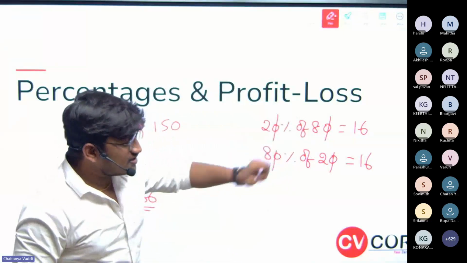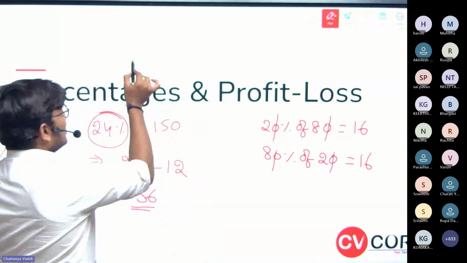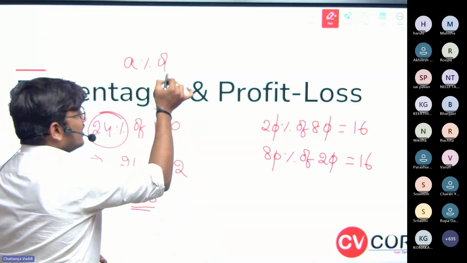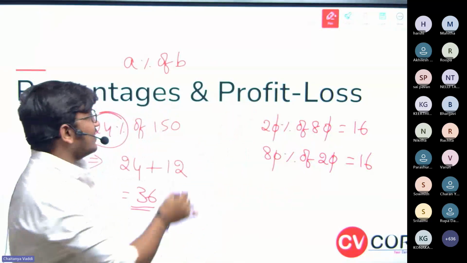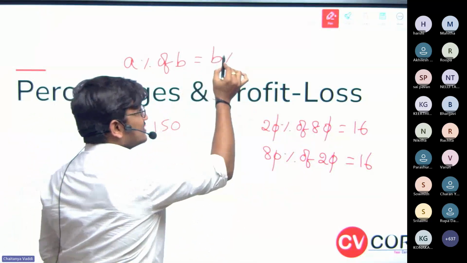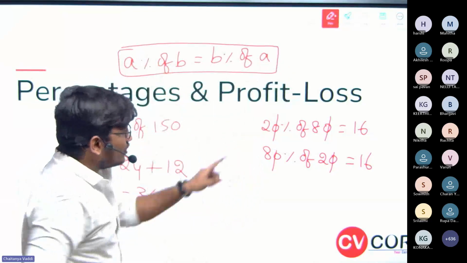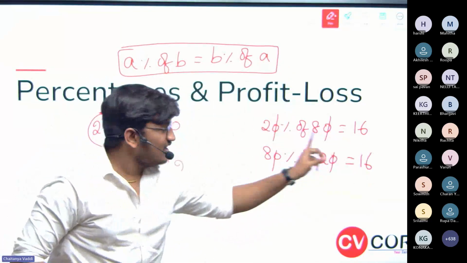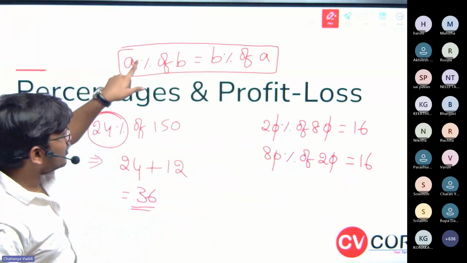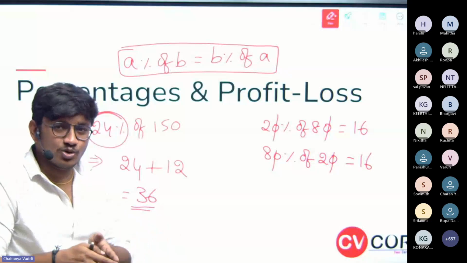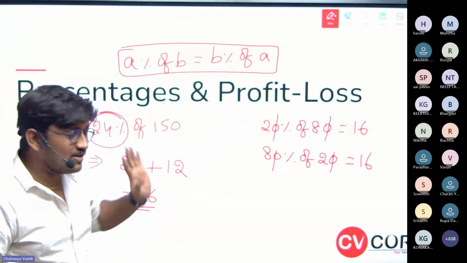Now, if you observe these two questions, I can frame one particular relation or shortcut. If any question is in the form of a percentage of b, and I'm not comfortable with that question, I can also rewrite it as b percentage of a. Because 20 percentage of 80 is 16, and even 80 percentage of 20 is also 16. That's the reason, if a percentage of b is not in my comfort zone, I can rewrite that statement as b percentage of a. Okay, clear?